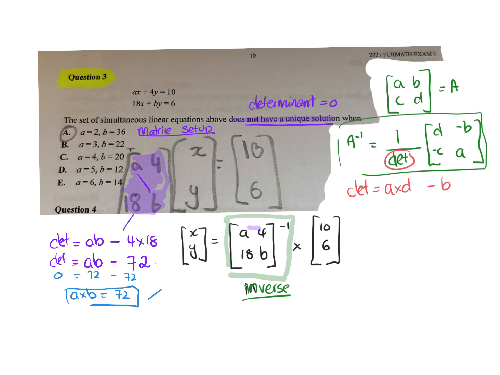If you have the next one, 3 times 22, that would be 66. It wouldn't work. So all the rest won't cause the determinant to be 0. So just that first one. Sorry.